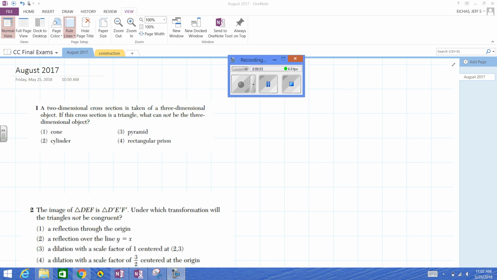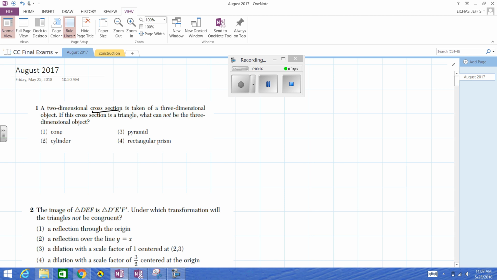August 2017 Common Core Regents final exam. Question 1 is a cross-section problem. We've got to remember what a cross-section is. Think slice the 3D object in half, and then what two-dimensional shape will be exposed.